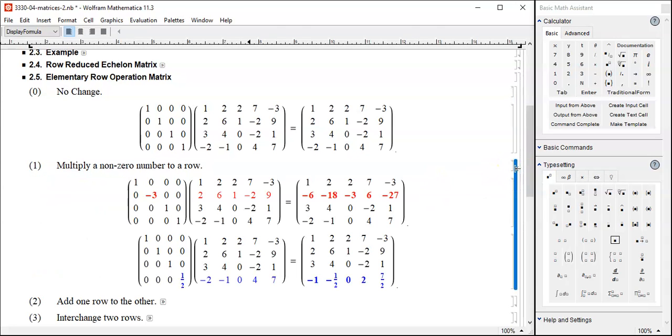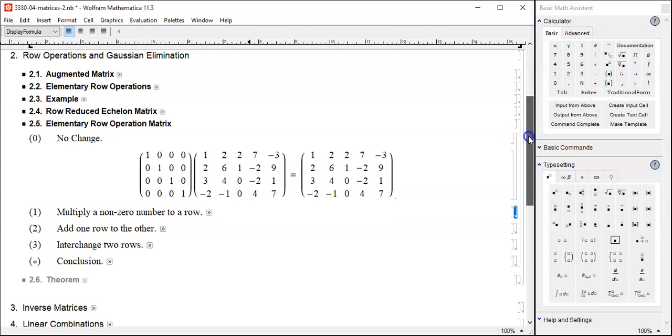Clear? Now, how about multiplying a non-zero number to a row? For example, start from the identity, change the second number in the second row into -3, and multiply. What does it do? Entire second row times -3. How about the next example? From the identity, change the fourth row into 1/2. What does it do? Entire fourth row times 1/2. The conclusion: this elementary row operation corresponds to a matrix multiplication to the left.